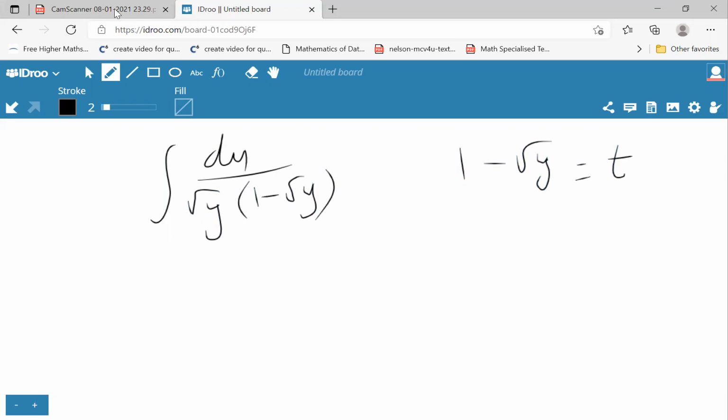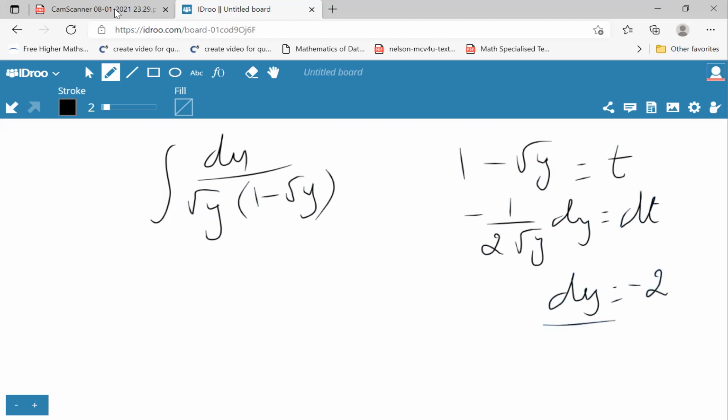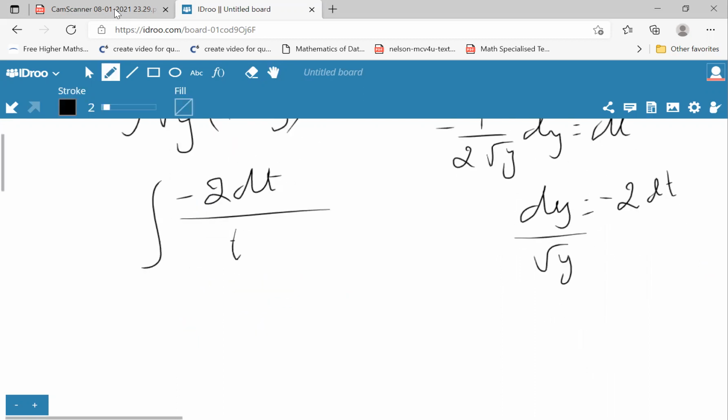On differentiating on both sides, we'll get minus 1 by 2 root y dy is equal to dt, or dy by root y is equal to minus 2 dt. Now substituting, we will get minus 2 dt by t. Let us take this constant 2 outside. So minus 2 integration of dt by t, which is nothing but minus 2 log t.